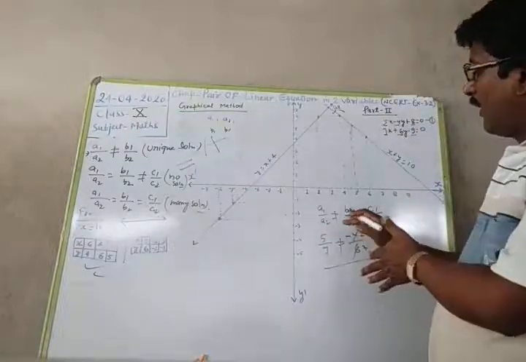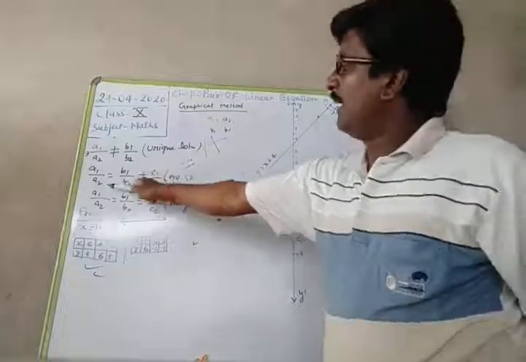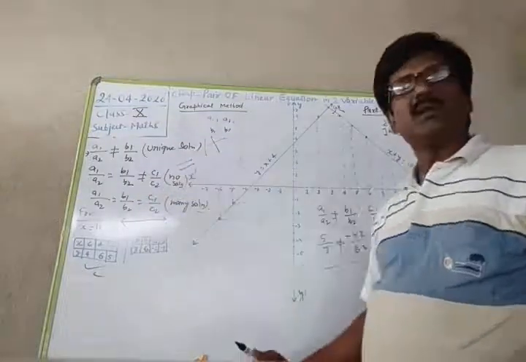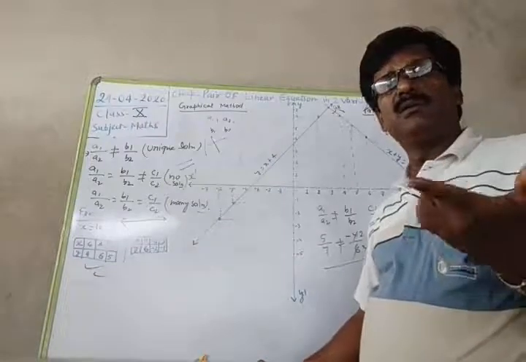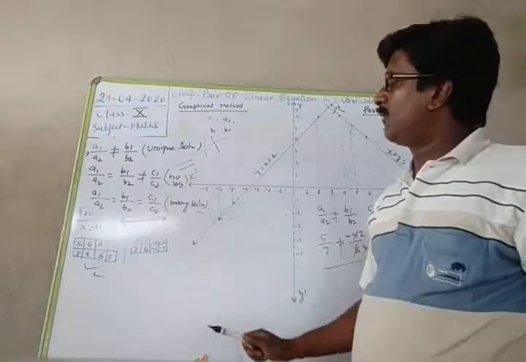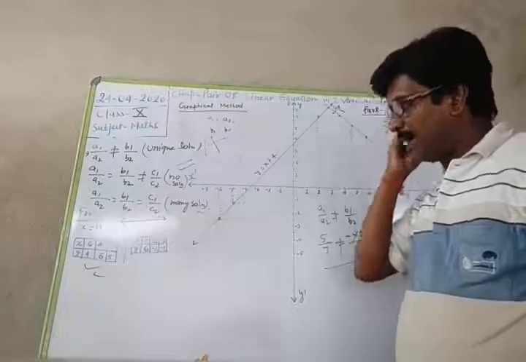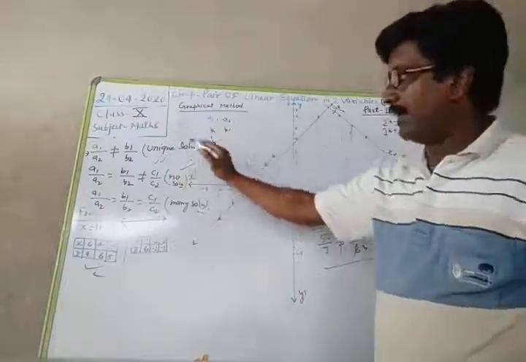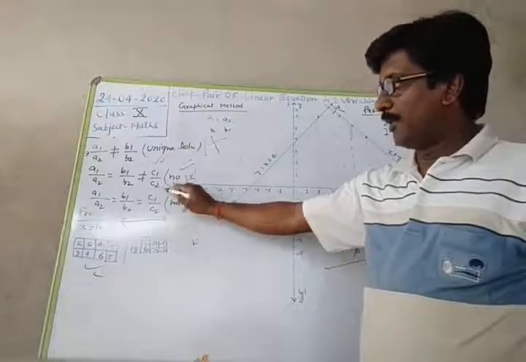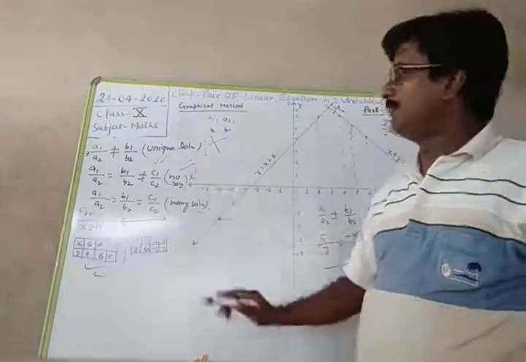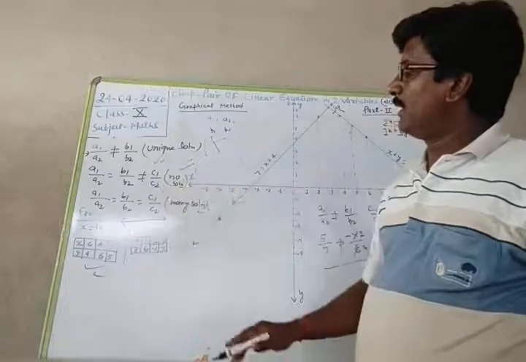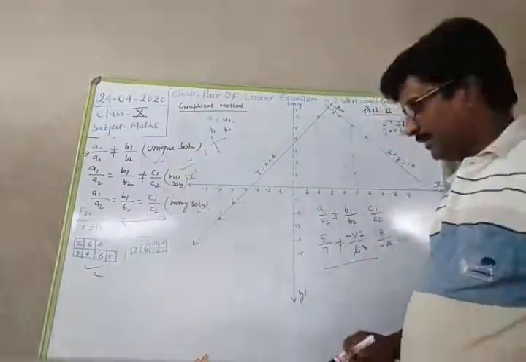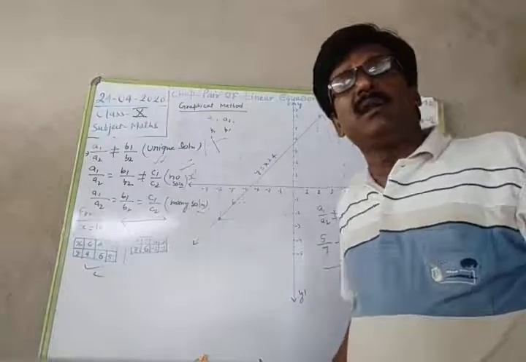Similarly, when A1 by A2 equals B1 by B2, and this is not equal to C1 by C2, then the system will have no solution. If all the ratios are equal, then it has many solutions. When it lies in this form, it has intersecting lines, and when it lies in this form, it has parallel lines, and when all the ratios are equal, then it has coincident lines. Okay, and on the same basis, it is given consistent and inconsistent.